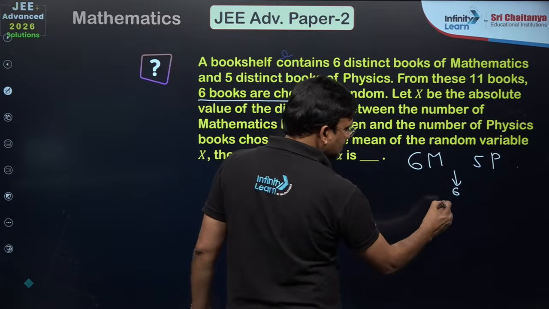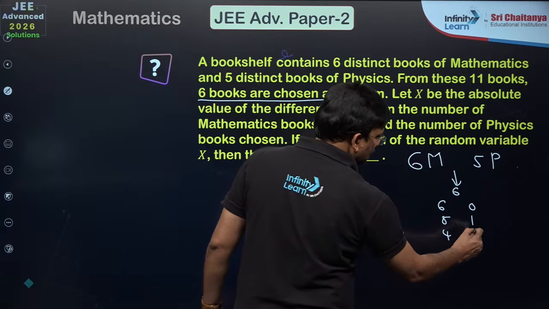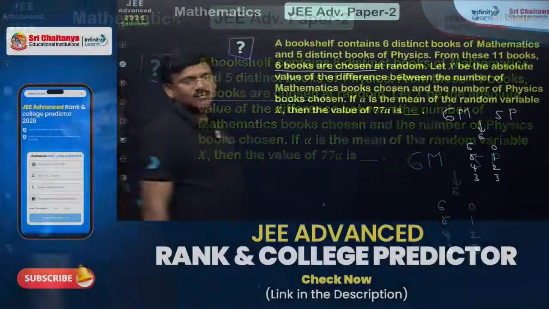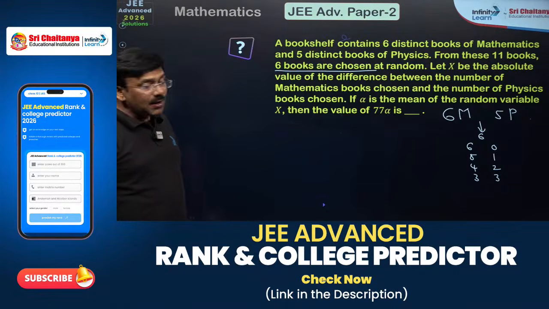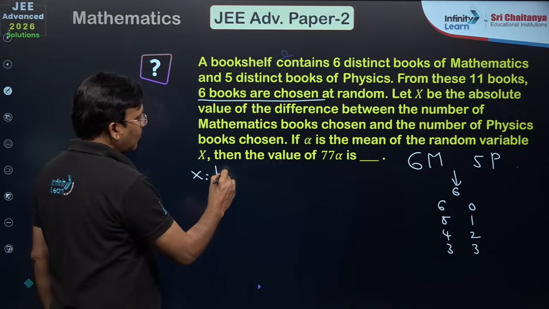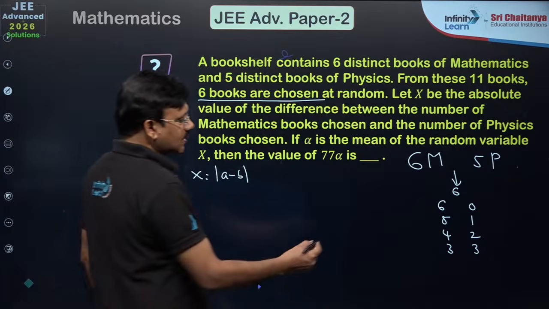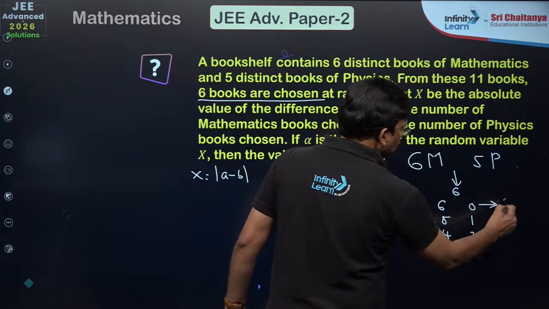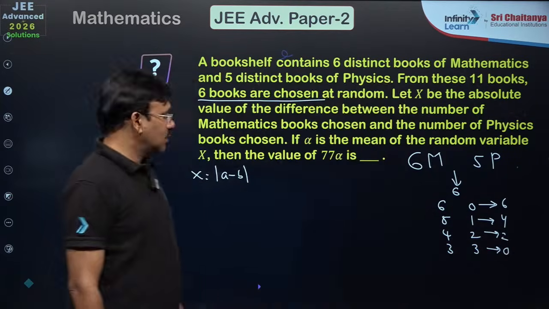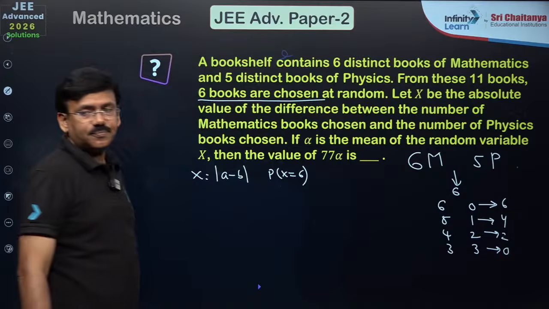So this 6 can be 6 here, maybe 0 here, 5 here, 1 here, 4, 2, maybe 3, 3, or reverse 2, 4, 1, 5, 0 kind of, right? Now I mean to say he is preparing a new variable, X is modulus of a minus b, the absolute difference between the numbers. So in this case the absolute difference is going to be 6, here 4, here 2, here 0, okay. So you just write P of X is equal to 6.